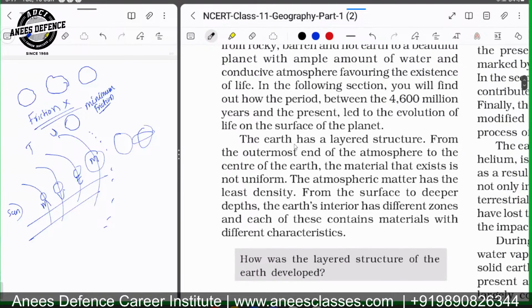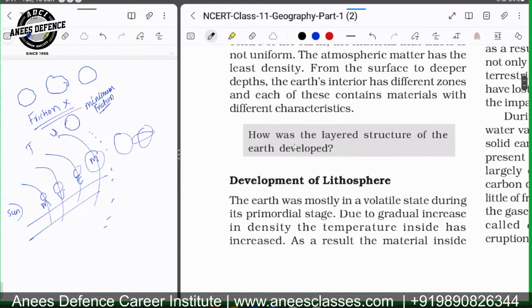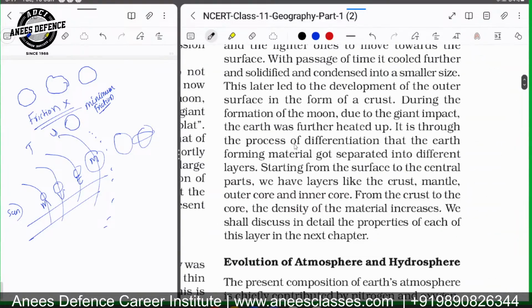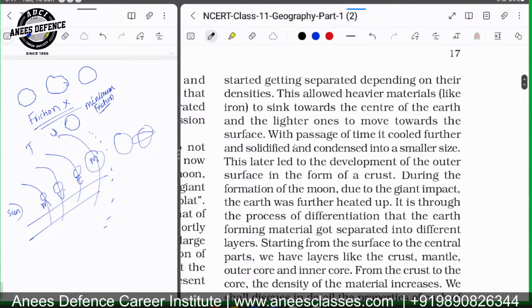So now Earth has a layered structure, troposphere, stratosphere, mesosphere, thermosphere, that type of structure. Earlier, it was not the case. Development of lithosphere, how lithosphere got developed. The Earth was mostly in a volatile state during the primordial state. Due to gradual increase in the density, the temperature inside the Earth increased. As a result, material inside started getting separated depending on their densities. This allowed heavier materials like iron to sink towards the center.